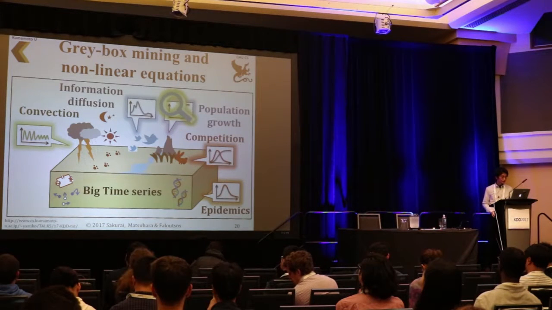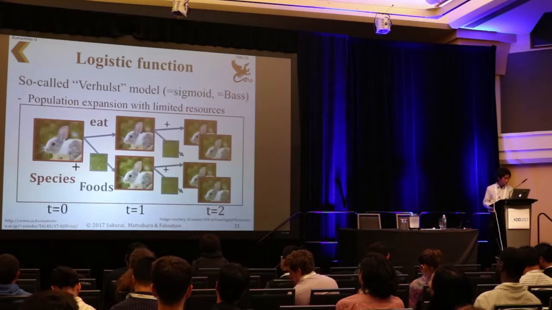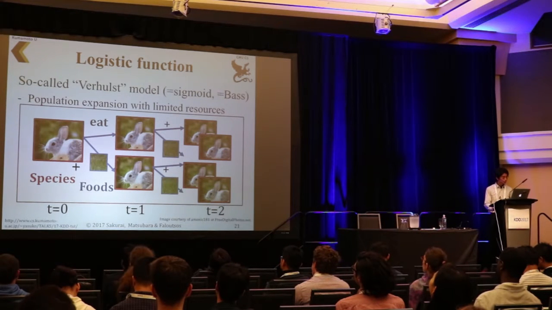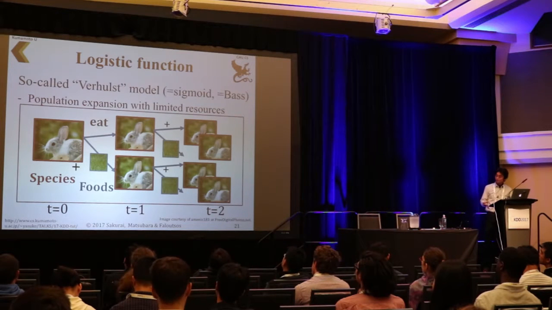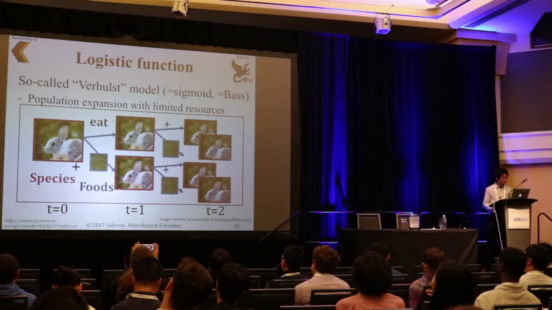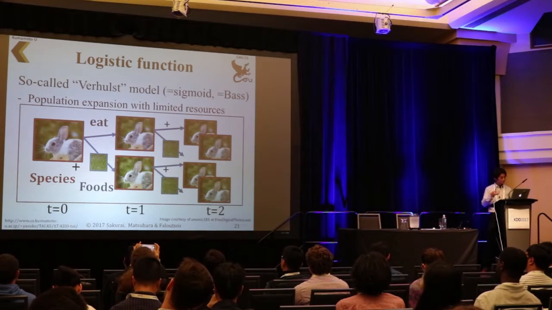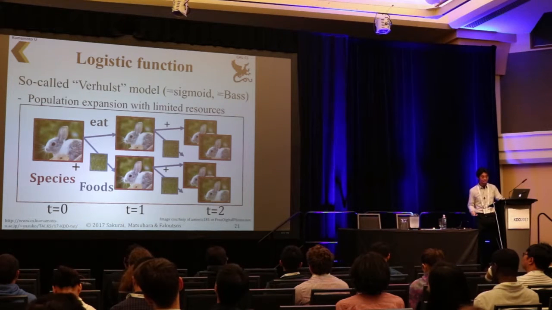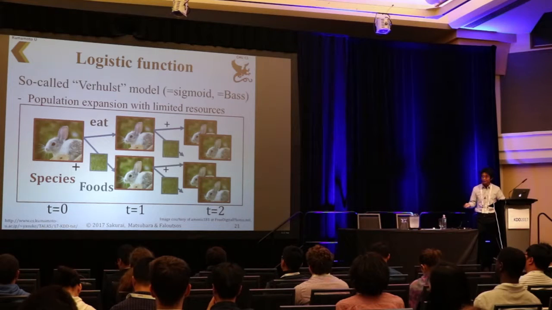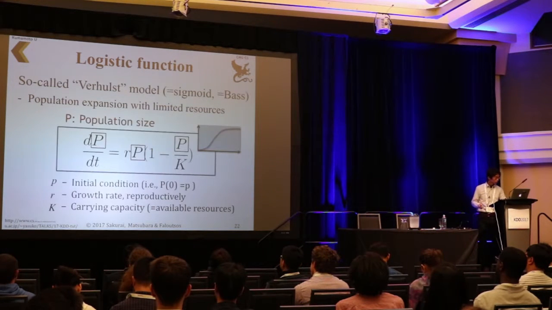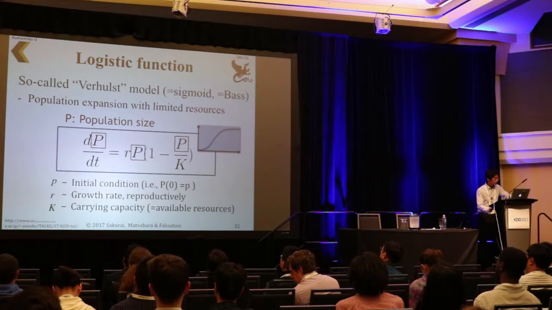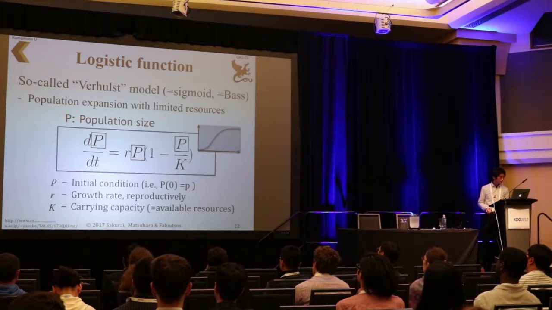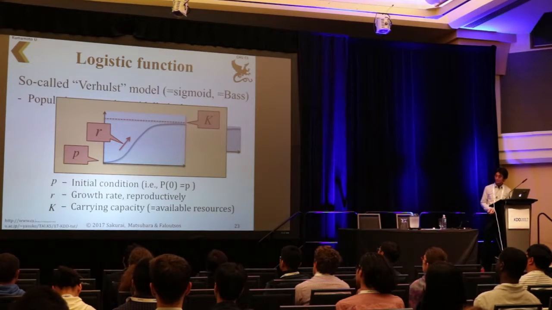Let's focus on population growth. It is the logistic function, also called the Verhulst model, sigmoid, or Bass model. The species consume food resources to increase the population. The logistic function shows the population expansion with limited resources, like this. At t equals 0, t equals 1, t equals 2, it is growing. Population expansion with limited resources is described with this equation, and P shows the population size.